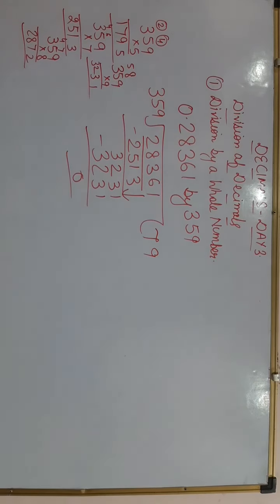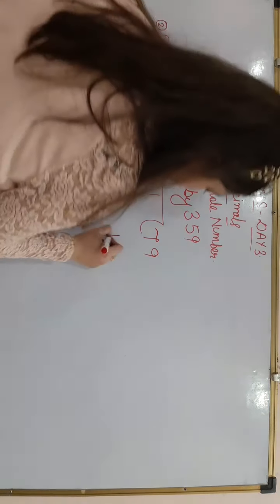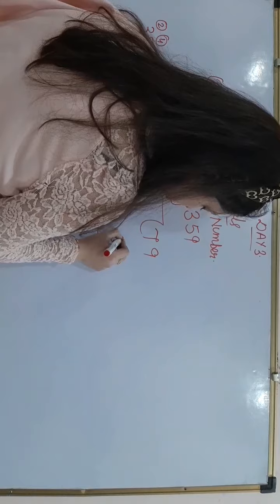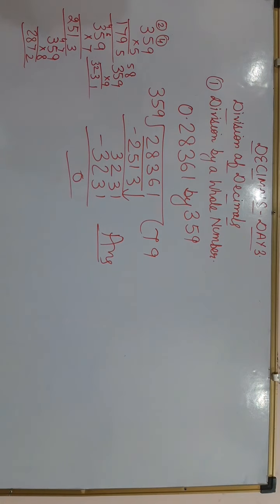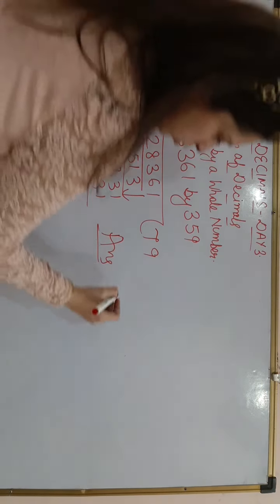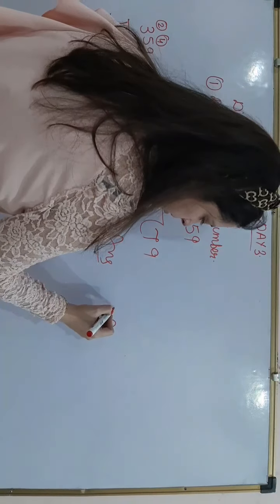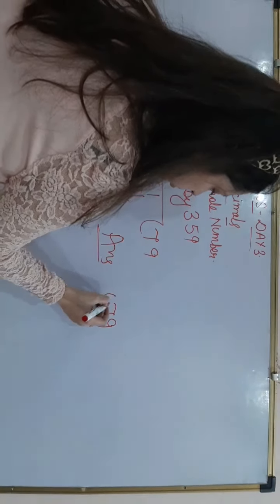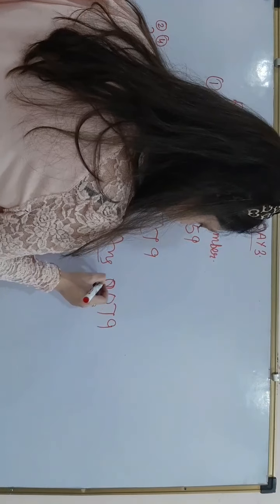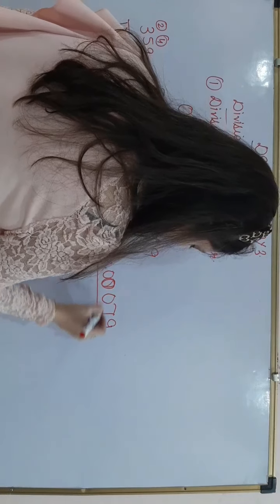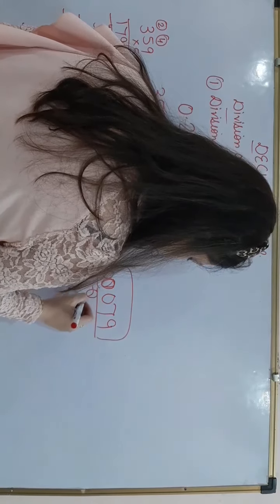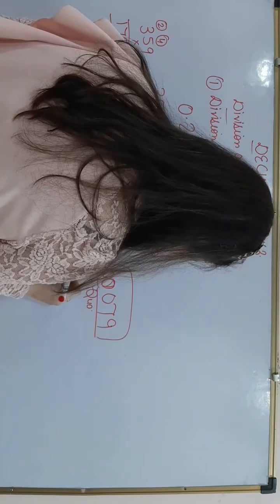So now I have 1, 2, 3, 4, 5. I have 5 decimal places in the question. So I will put a decimal point before 5 digits. So how will I put the decimal? In the division, I will put the decimal point before the digit. So starting from the last 9, 7, and put 3 zeros here. So that will be the answer. That is the quotient, and remainder will be 0 again.